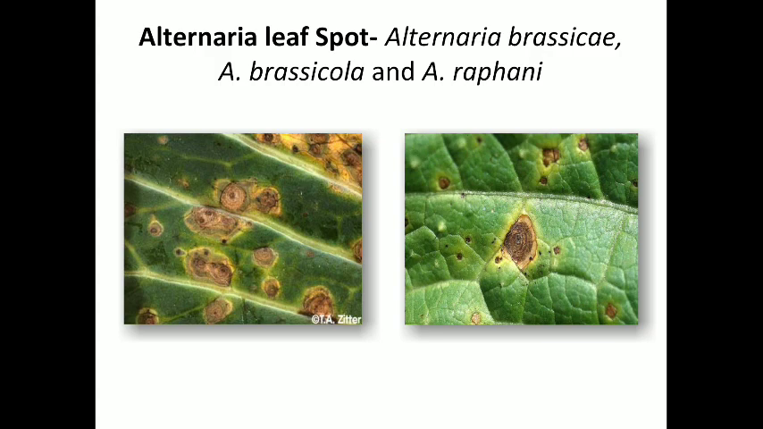The leaf spots are initially small, later become circular, yellow to brownish. They appear in concentric rings, particularly in humid weather. These are the typical symptoms.